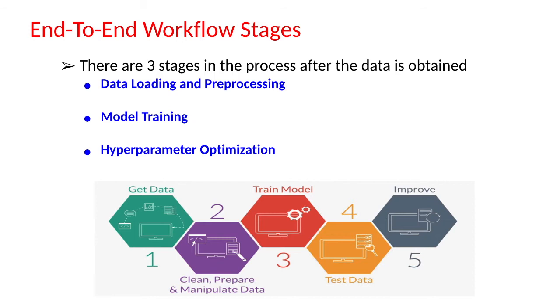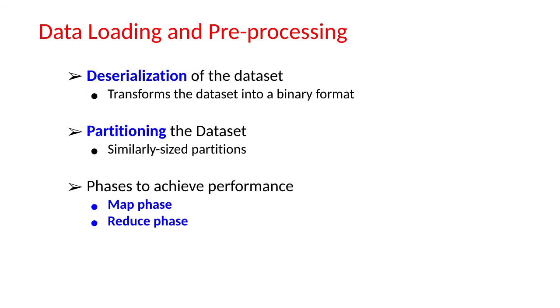Now let's understand what data loading and pre-processing is. In data loading and pre-processing, the deserialization of the dataset happens. That means when the data is being uploaded into the S3 bucket, it is transformed from the original format to the binary format. The original format is the CSV file of the dataset. The next thing is partitioning of the dataset. The dataset is usually partitioned in similarly sized partitions. The third one is the phases to achieve performance.